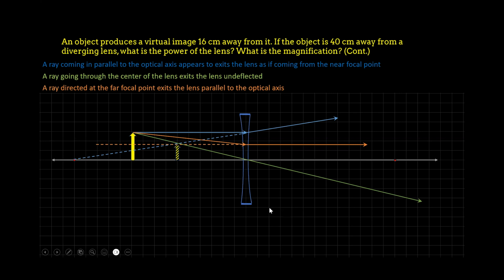Let's see. These are all 4, I'm sorry. So the image is at 1, 2, 3, 4, 5, 6. It's 24. And then the object is at 40. And then this is at 60.